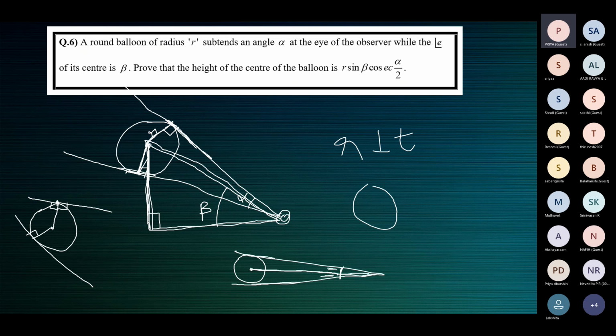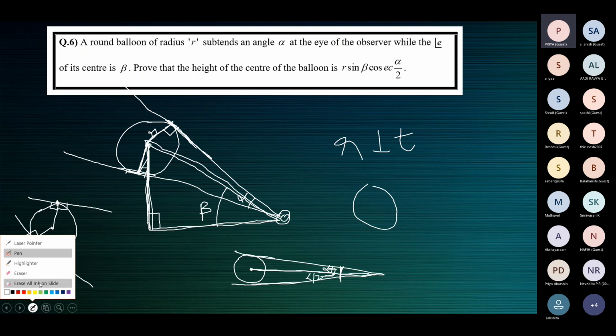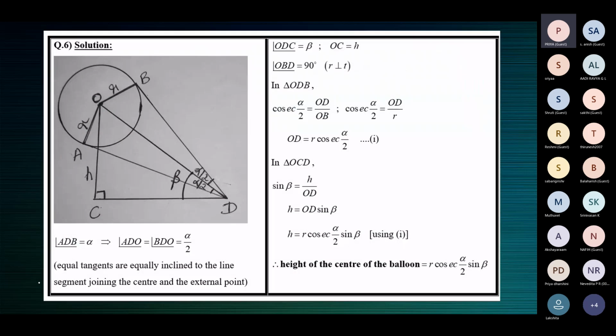So here we have the same situation. This whole angle is alpha. So this will be alpha by 2 and the other one will be alpha by 2. Please see this figure. Yeah, please work it and then I'll explain it to you.